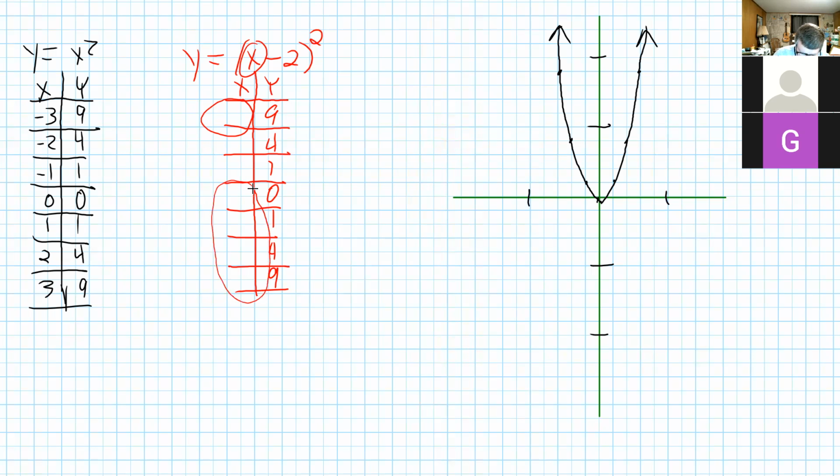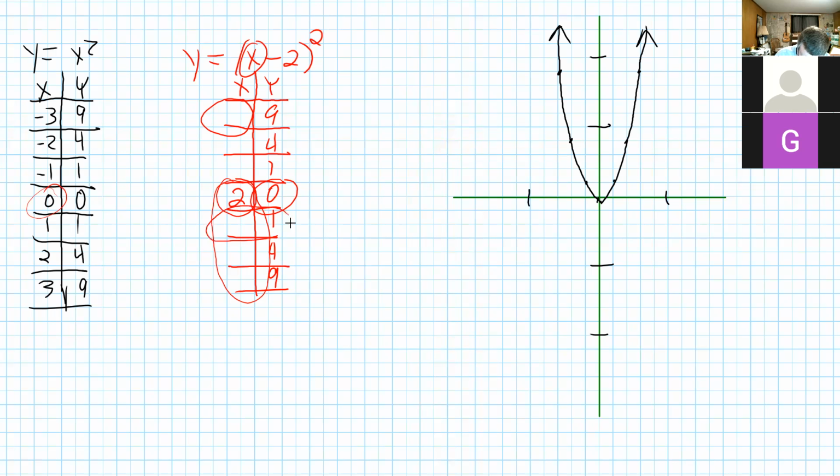Okay. So here I've got 0 and I square it. If I want to square 0 to get that, what does my x value have to be right here so that I have 0 inside? 0. No. What minus 2 would give you 0? 2. 2.